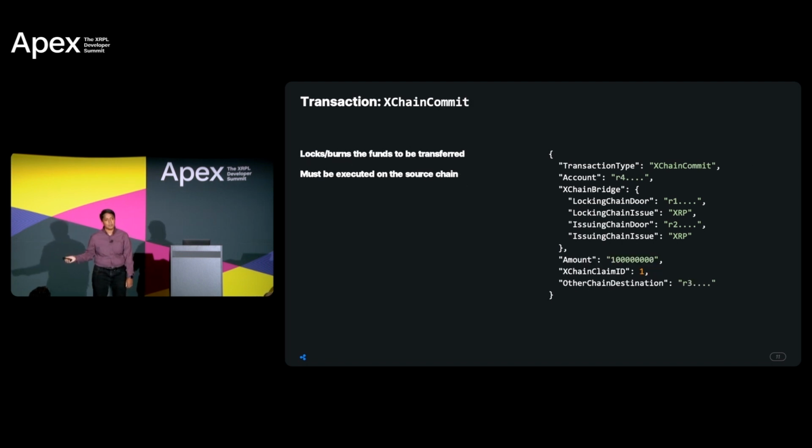Next, you have XChainCommit. This is where you lock or burn your funds. And of course, it happens on the source chain. And there's an amount that you want to lock. There's a corresponding cross-chain claim ID for this particular transfer. And there's the other chain destination. Where do you want these funds to go? This last one is actually optional. You can leave it out, and I'll get to how you can actually still receive your funds, even if you leave it out, in a sec.